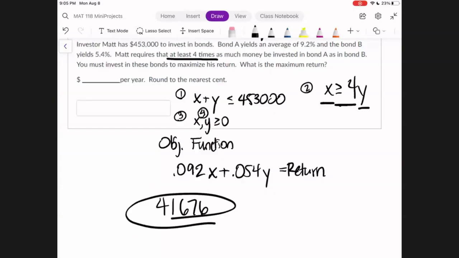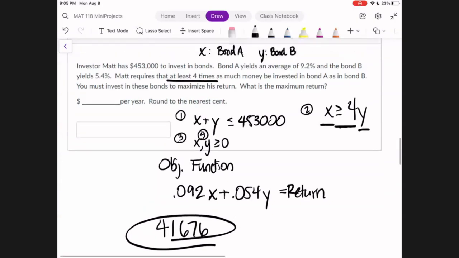So in some cases, you might actually have one of those points. Okay. Now this would be a little bit different if some of the wording was different. Instead of at least 4 times be invested in A as B, if it was in B as A, then that would change your result drastically.